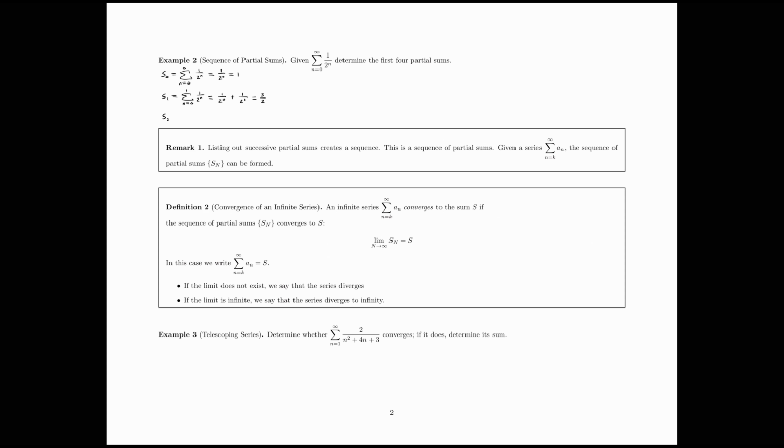So S2, the sum from n equals 0 to 2 of 1 over 2 to the n, I'll write it down here, this should be equal to the previous partial sum of 3 halves, plus the next term that we're including, so the n equals 2 term, which would be 1 over 2 to the 2. So this is 3 halves plus a quarter, which would be 7 quarters.